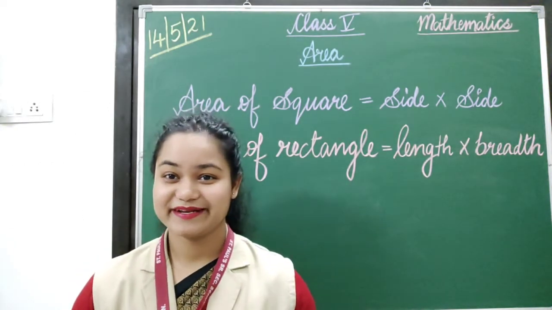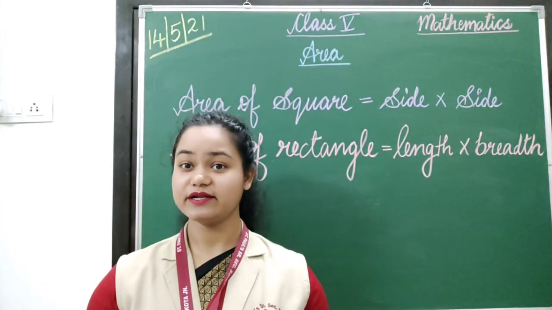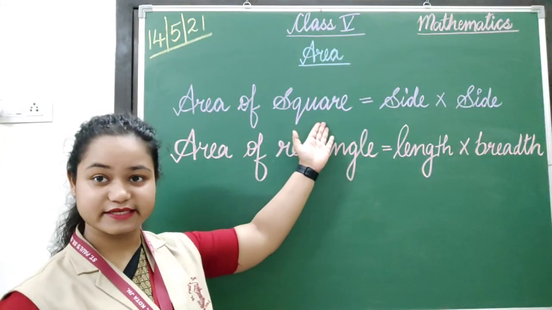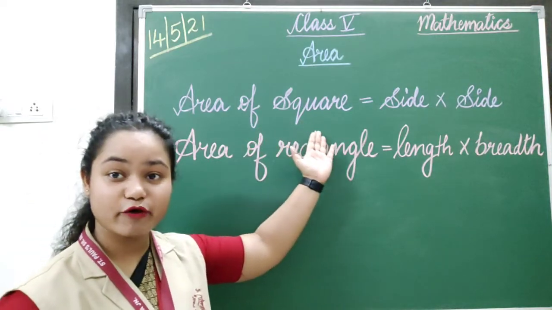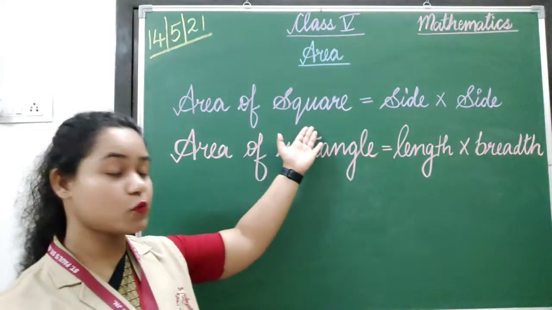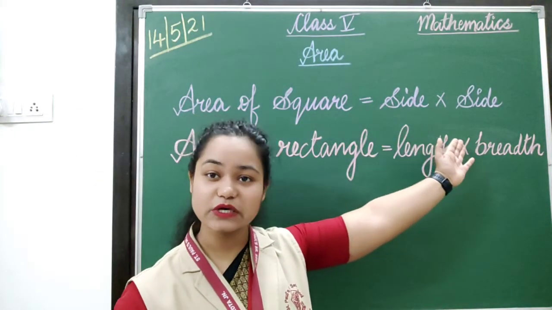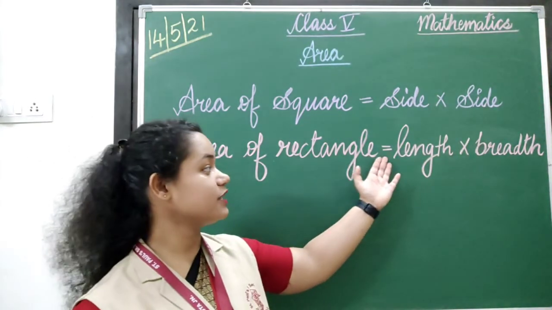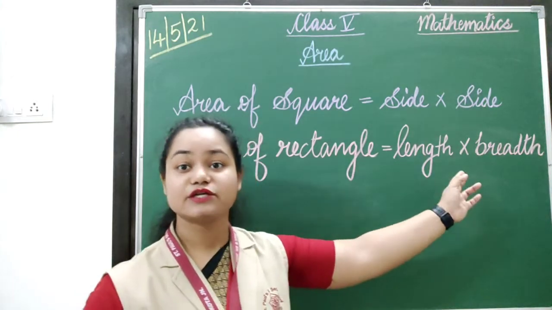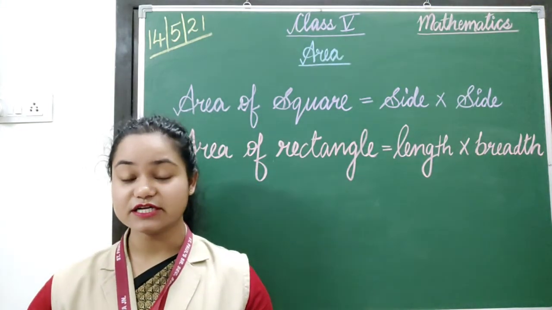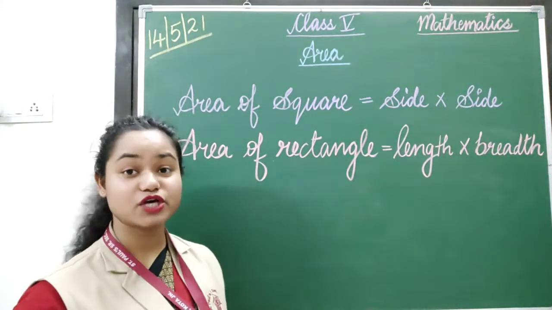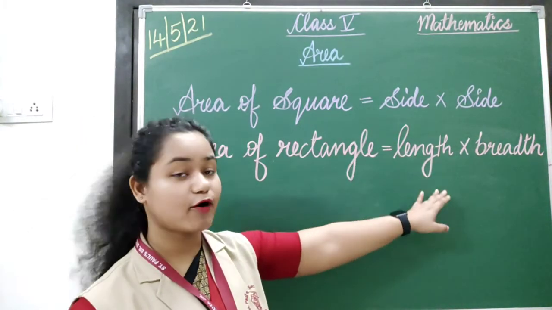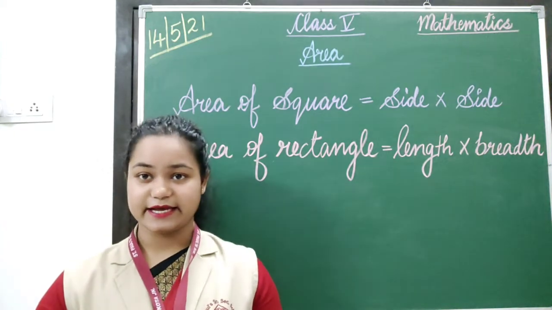So, dear children, in today's class, what did we learn? We learned about the area of square, isn't it? So, what is the area of square? Area of square is equals to side into side, and area of rectangle is equals to length into breadth. So, these two formulas we have learned, and we have found out how to place the values into these formulas and find the area.